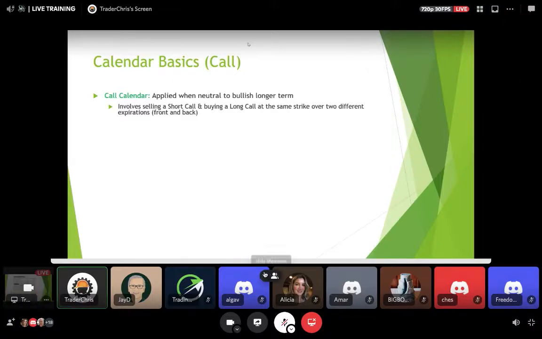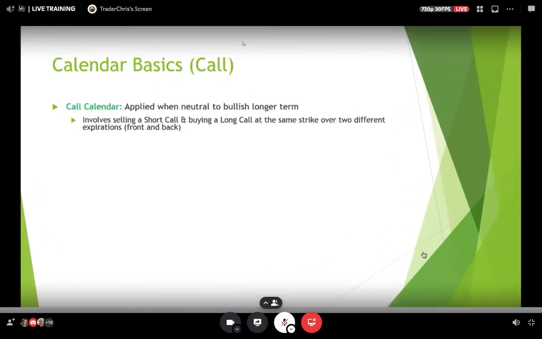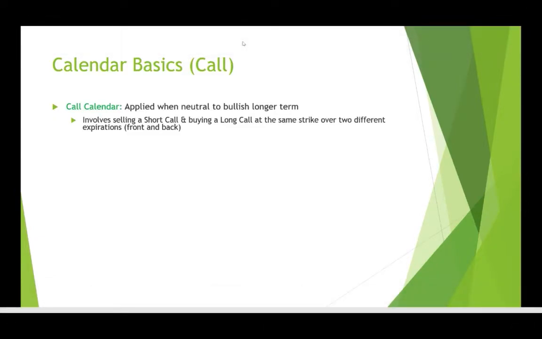So when we talk about the front and the back, we're talking about the front being the expiration that's closest to the current date, and the back being your second expiration, okay? So what's different about this is that you have two different expirations as well as the same strike.